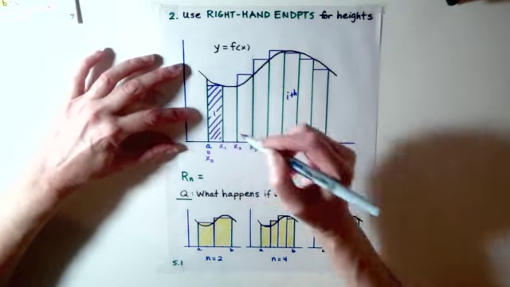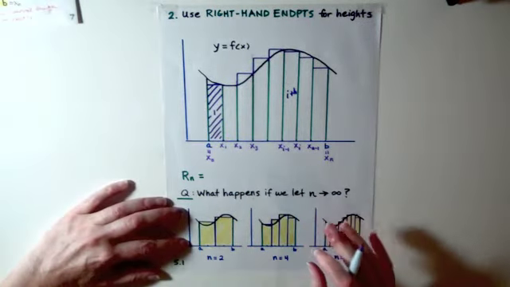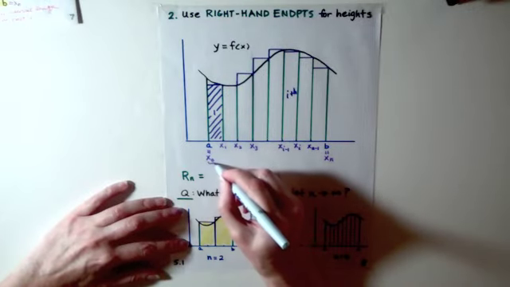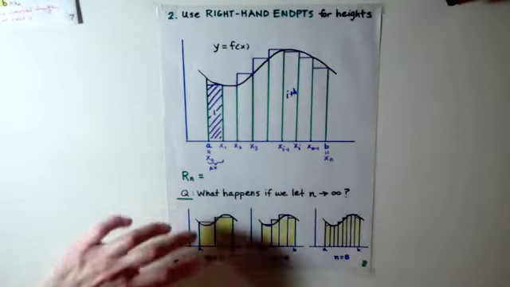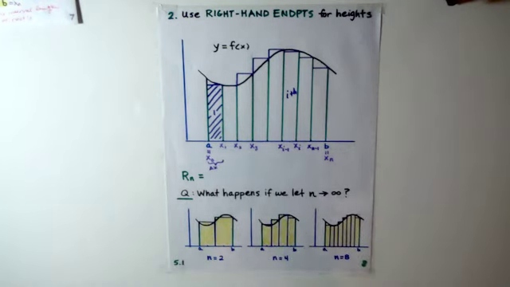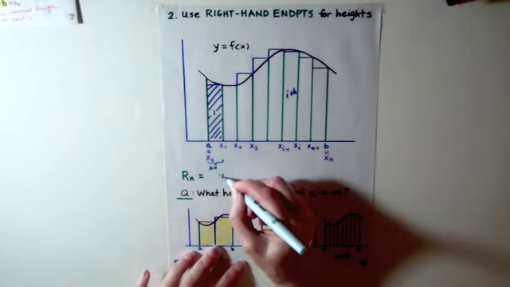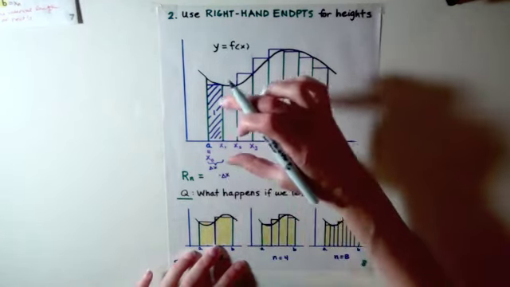And what would the area of that rectangle be? Well, it's its height times its width. Its width is what we call delta x in general. In our particular example, we had a value for delta x, but now we're just going to call that delta x. So the width of this first rectangle is delta x. But how high is it?